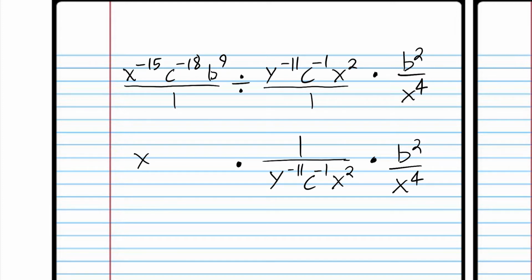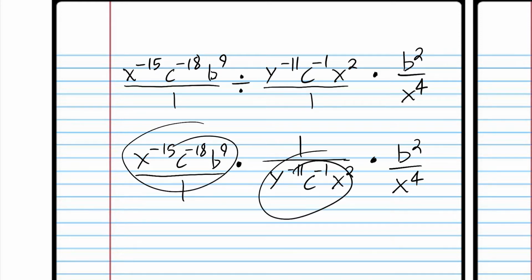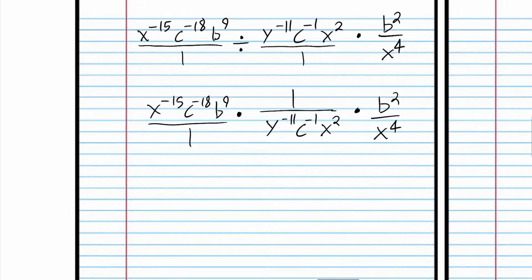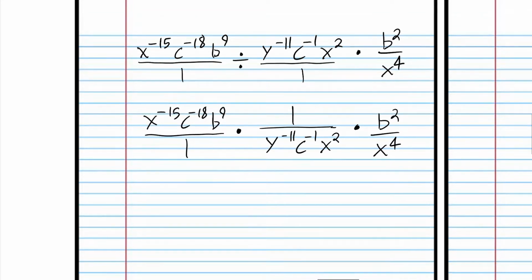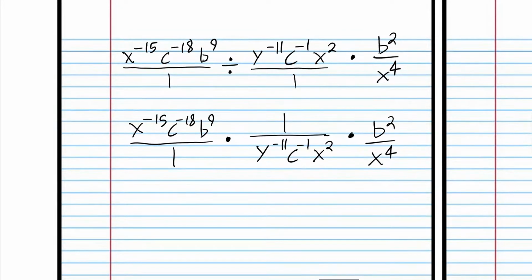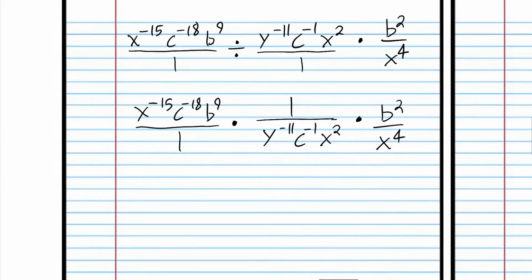And over here we can just keep everything. And the reason I'm not getting rid of the negative powers over here or over here is because we're just going to combine these anyway. And we can deal with any negative powers we come up with at that point. Now we're just multiplying fractions, so we can just multiply straight across with the numerators, and we get x to the negative 15th, c to the negative 18th, and b to the 9 plus 2. We used rule number 1 there.